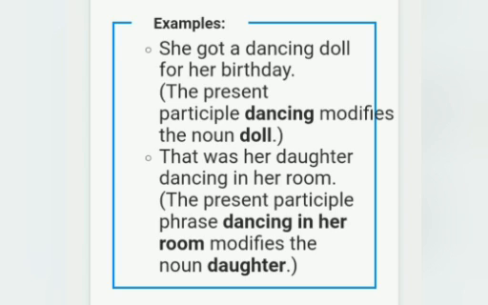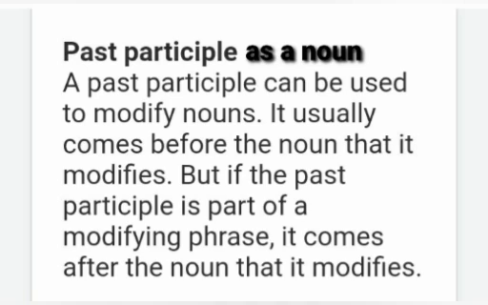Okay. Now if we talk about the modifying phrase, take the second example. That was her daughter dancing in her room. So the present participle phrase is dancing in her room. Yes, and this modifies the noun what? Daughter. Okay. Then we have the past participle, which acts as a modifier.